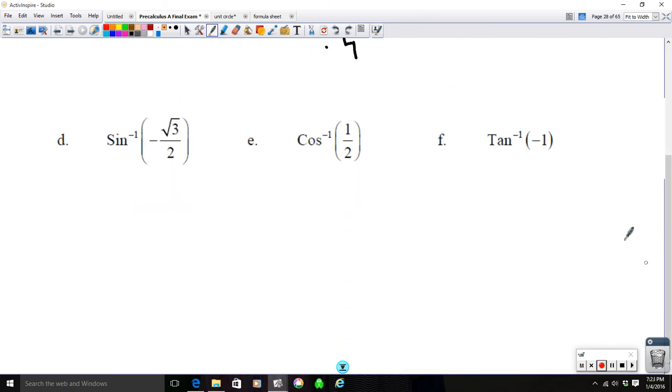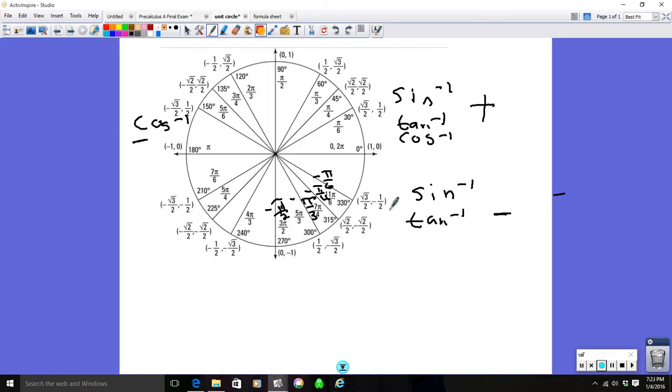Next one down. When is sine inverse negative root 3 over 2? So sine inverse is negative in quadrant number 4. And it's negative root 3 over 2 right here. That angle would be 5 pi over 3, but it doesn't exist at 5 pi over 3. So you have to look at the fact that that is pi over 3 in the negative direction. So that's going to be negative pi over 3.